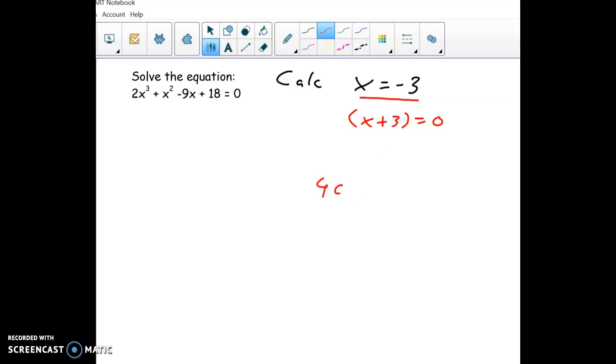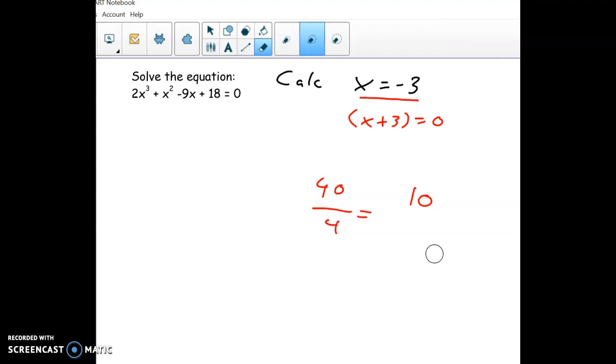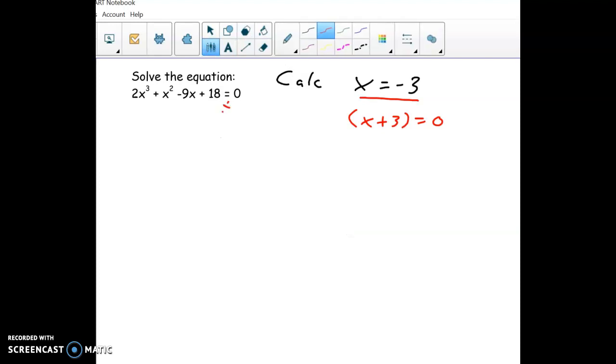So as an example, if I took 40 and you told me that 4 was a factor of 40, that would mean that 4 evenly divides 40. Okay, so we're going to do that same thing. We're going to say if -3 is an answer, x plus 3 must be a factor, which means it'll evenly divide this polynomial. Okay, so we are going to use synthetic division, right?